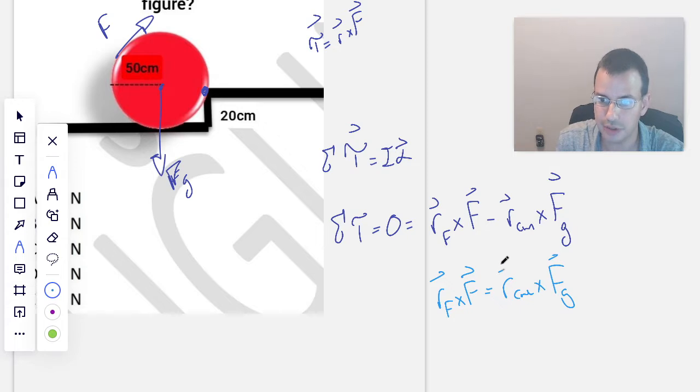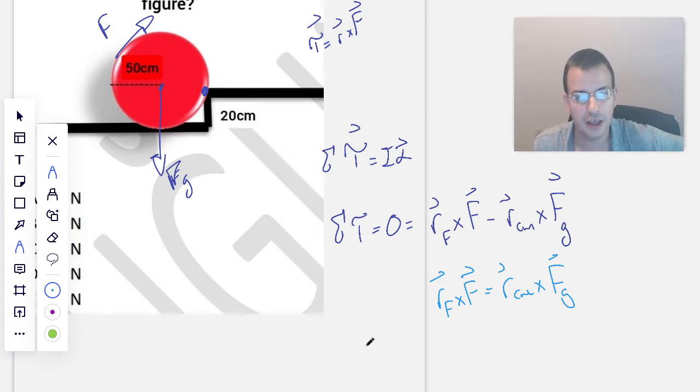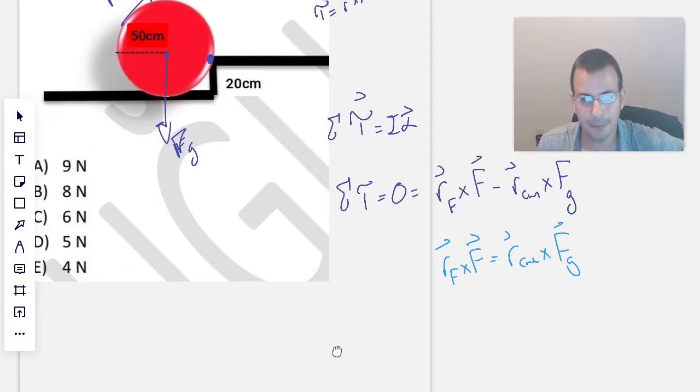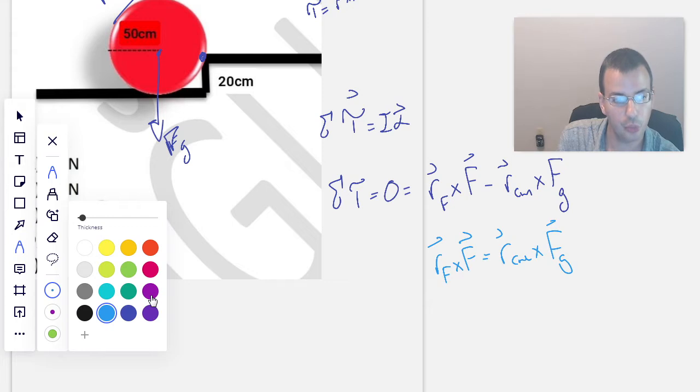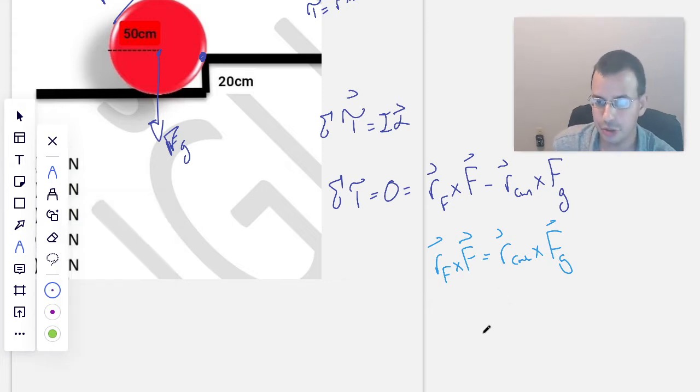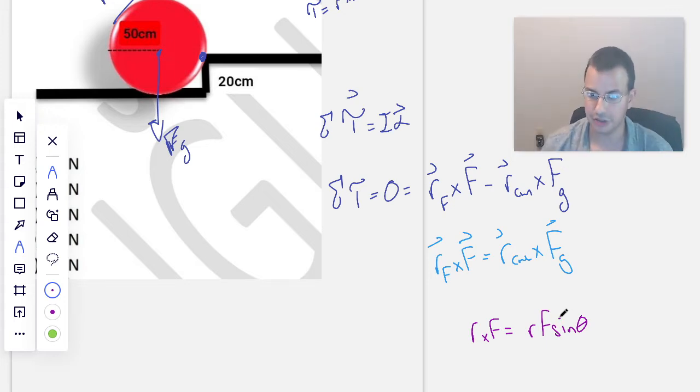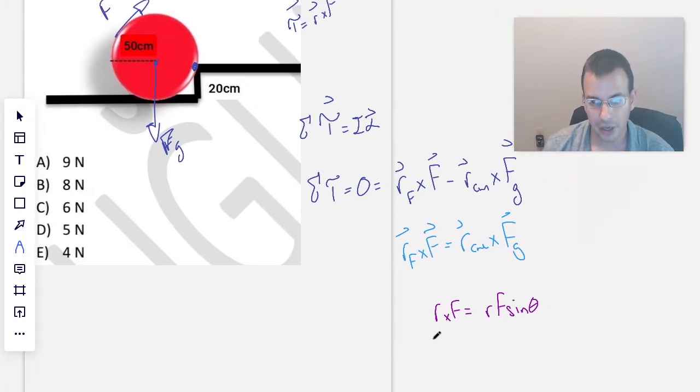So there's various ways of looking at cross products. The easiest one, the way we're going to look at it here, so the magnitude of a cross product of R cross F is going to be RF sine of theta, where theta is the angle between the two vectors. Another way of looking at it is we can decompose these vectors. So I'm going to redraw this real quick.